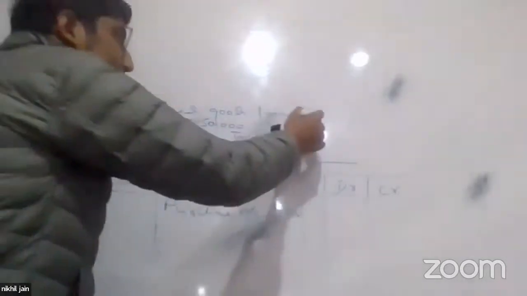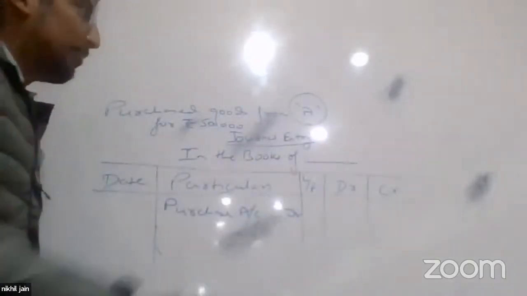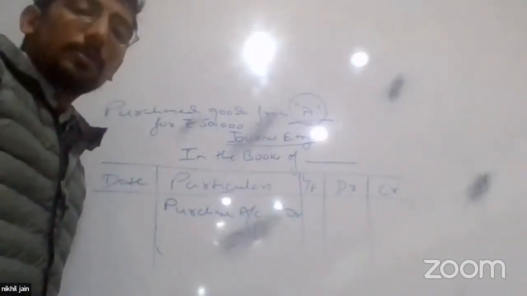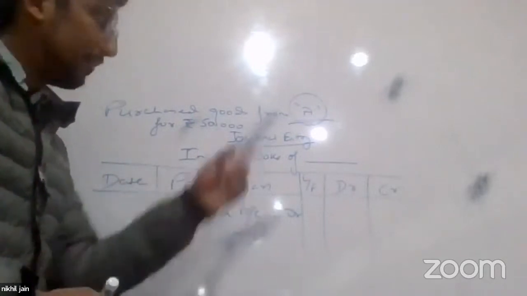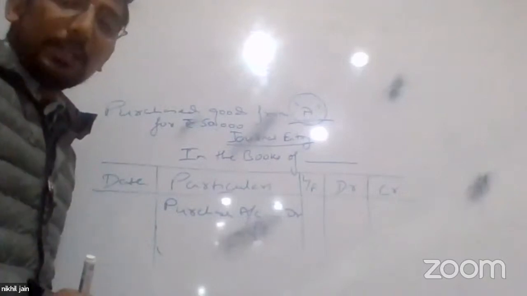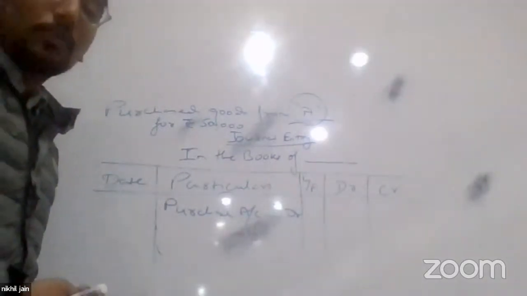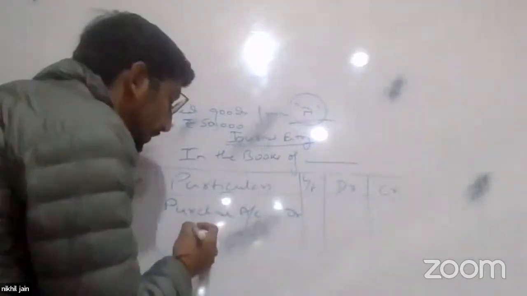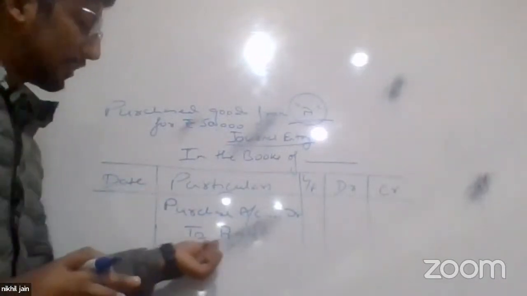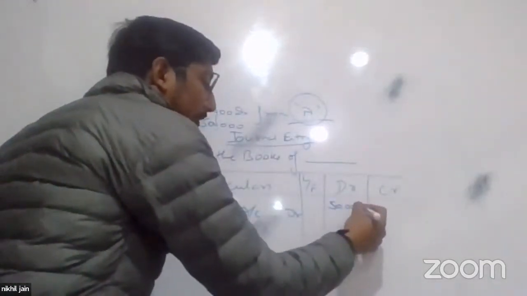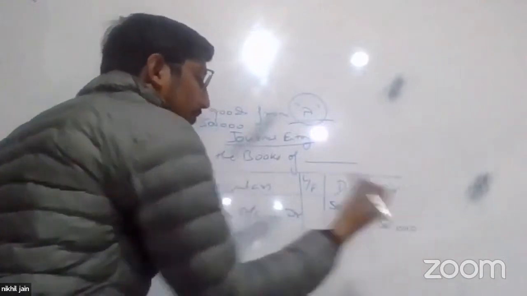Now, because we are purchasing on credit, because the name is written over here. Whenever the name is written, it means that we are purchasing on credit. So when we are purchasing on credit, A will be a creditor for us. It is a liability, and when a liability increases, it will be credited. So we will be using "To A". Thus, we will not use the word account. We will just write the name, To A. The amount is 50,000. We will write 50,000.